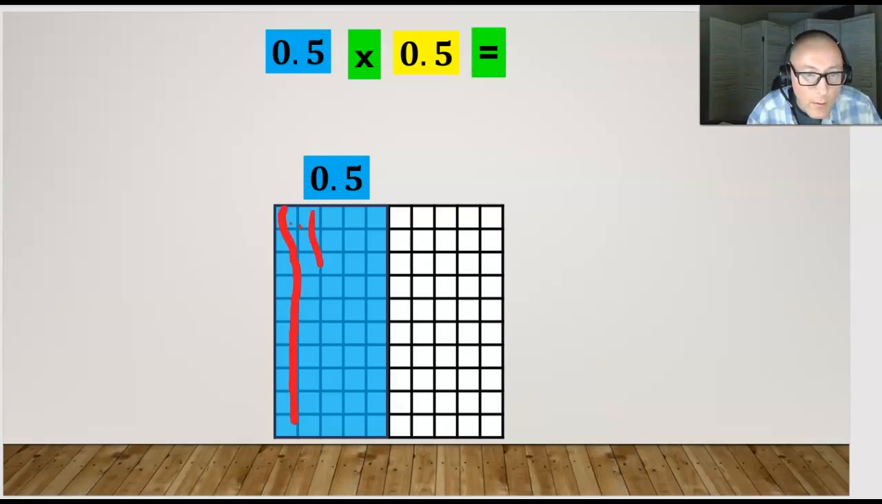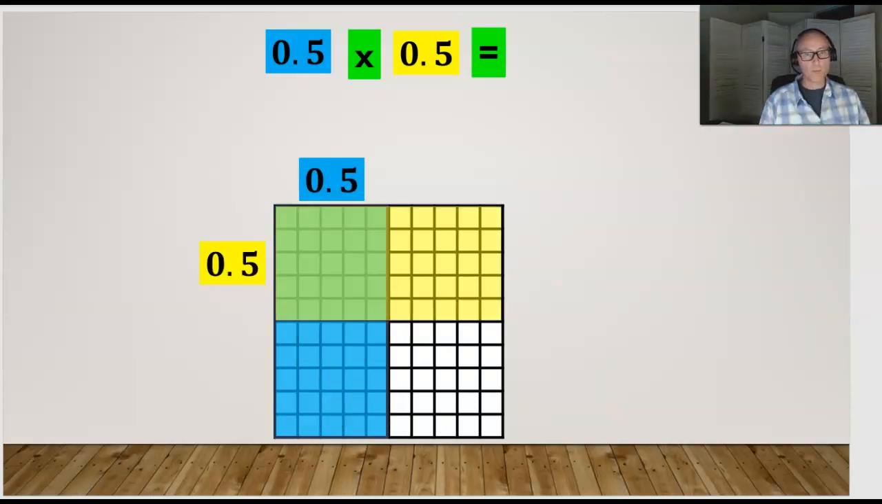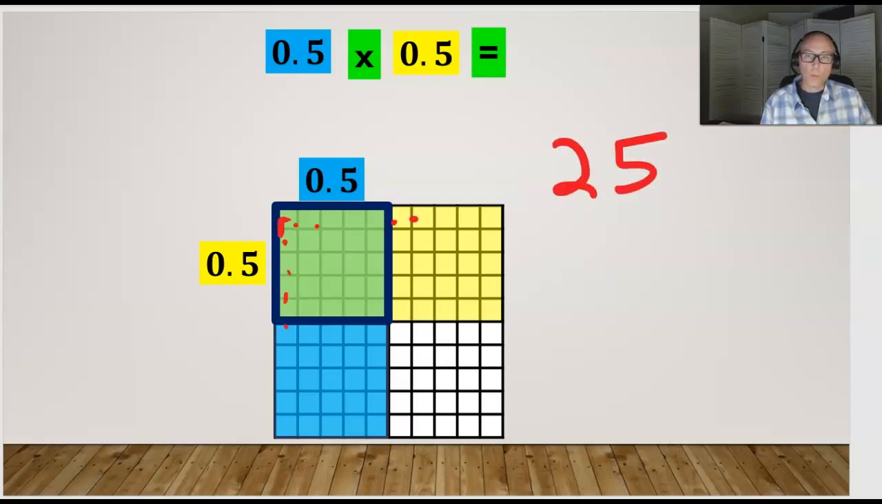One tenth, 2 tenths, 3 tenths, 4 tenths, 5 tenths vertically. All right, but if we shade in 5 tenths horizontally, there's our overlapping area. What do we have in there? How many little boxes? Five on this side, five on this side. That's going to be 25 again. But where does the decimal go?